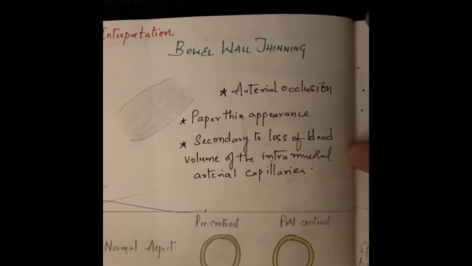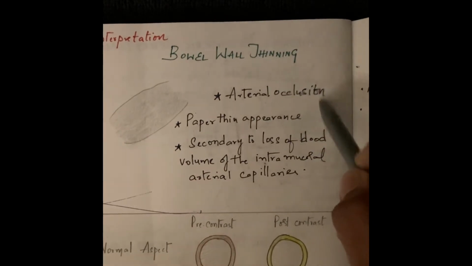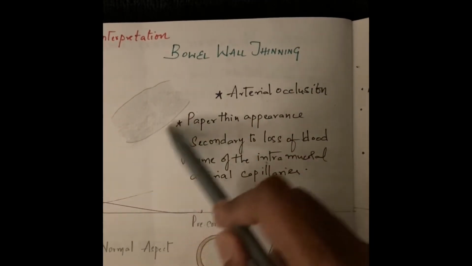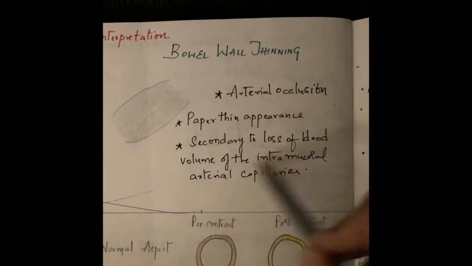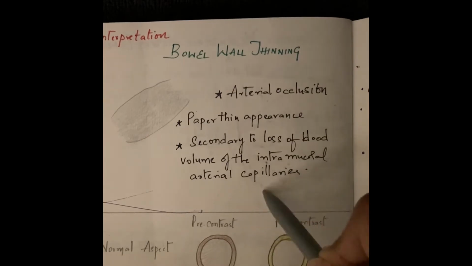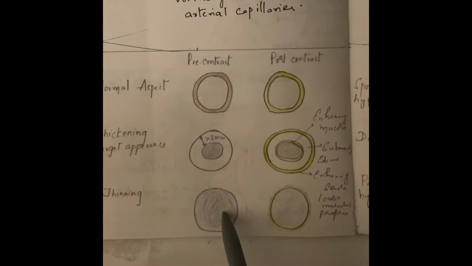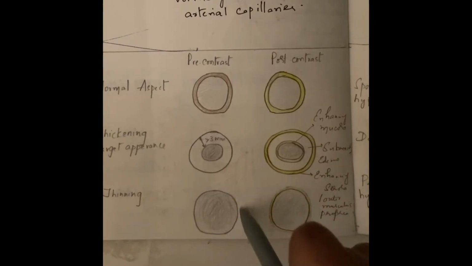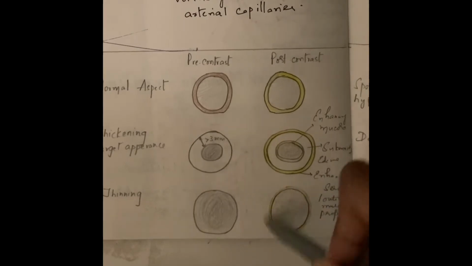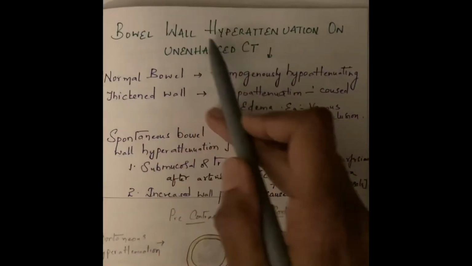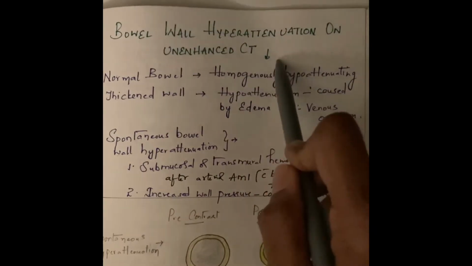Coming to bowel wall thinning, where do you see bowel wall thinning? In arterial occlusion you see bowel wall thinning, more like a paper-thin appearance. Why will it be a paper-thin appearance? It is secondary to loss of blood volume of the intramucosal arterial capillaries. So there is loss of blood volume leading to thinning. Enhancement will be normal.